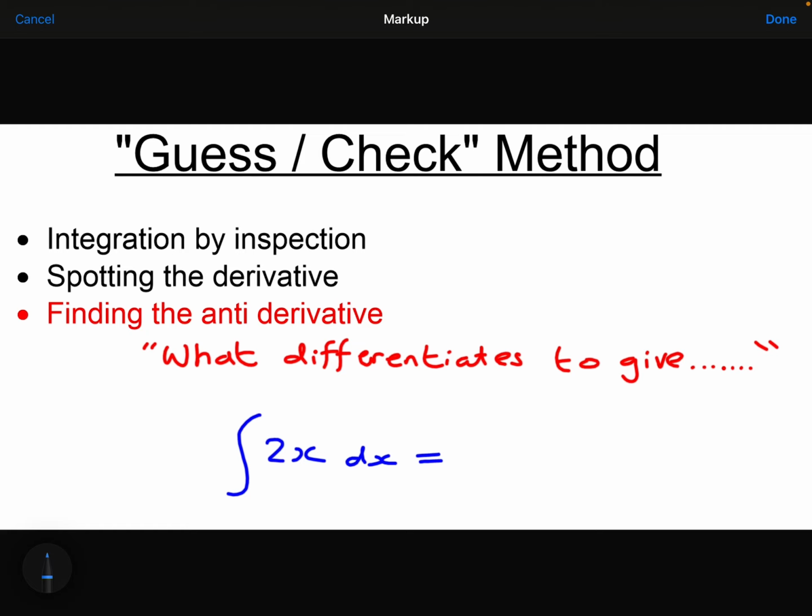So really simply, if I'm integrating 2x, I'm thinking of that as, well, what differentiates to give 2x? I know that x squared differentiates to give 2x. So the antiderivative of 2x is x squared, and that's my answer. Now that's obviously a really simple example.